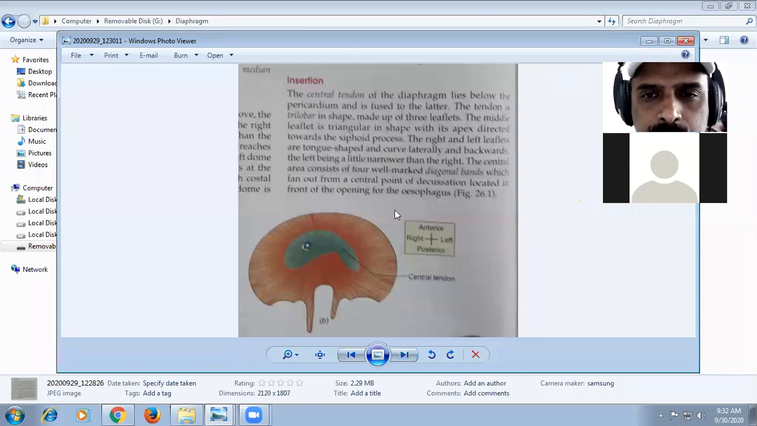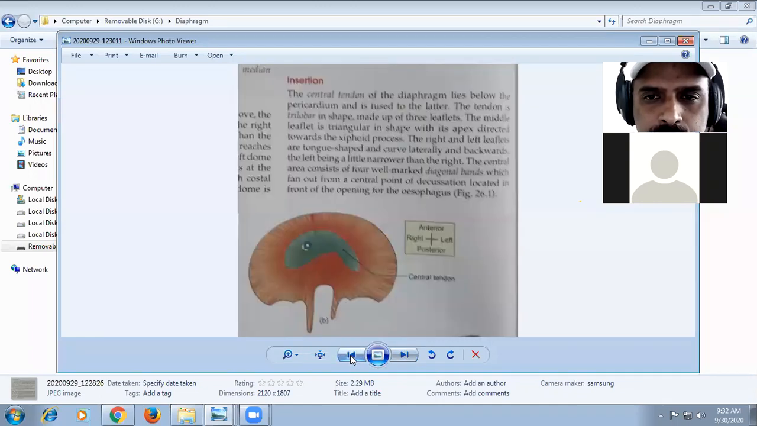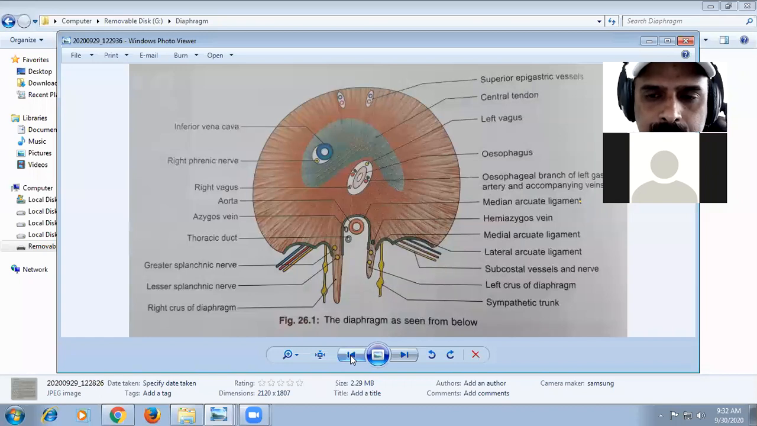So just remember the insertion point I have told. Next point after this is the most important question asked, which is: what are the openings of the diaphragm? One student, a boy, asked me to take this diaphragm.